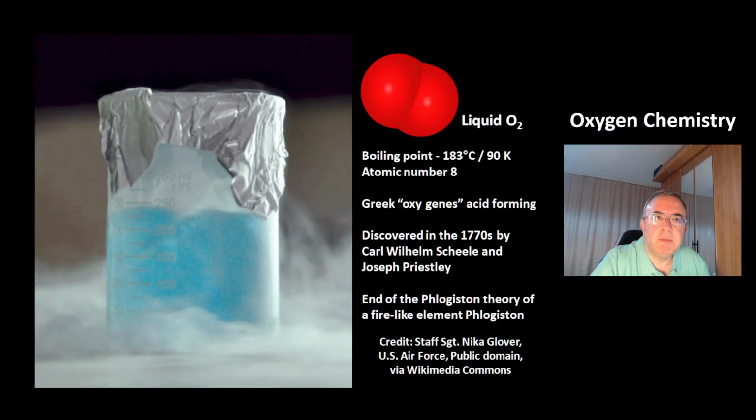Welcome to today's video about the chemical element oxygen. This is a nice picture of the element oxygen, liquid oxygen. Its boiling point is minus 183 degrees Celsius, which is 90 Kelvin. Atomic number is 8. The name comes from the Greek oxygenes, which means acid forming.